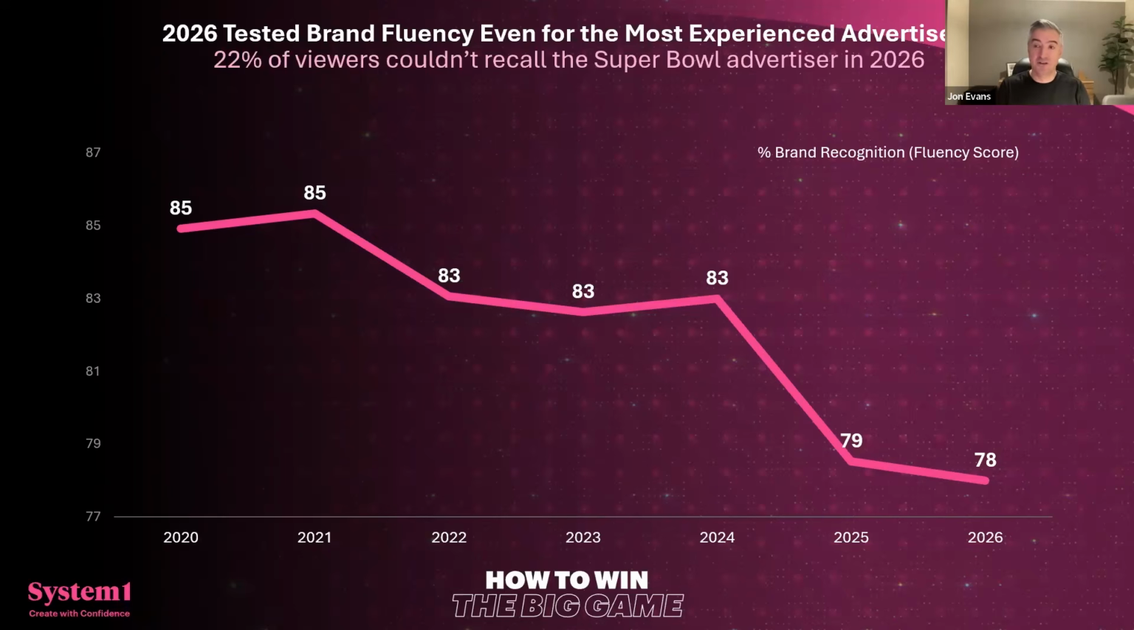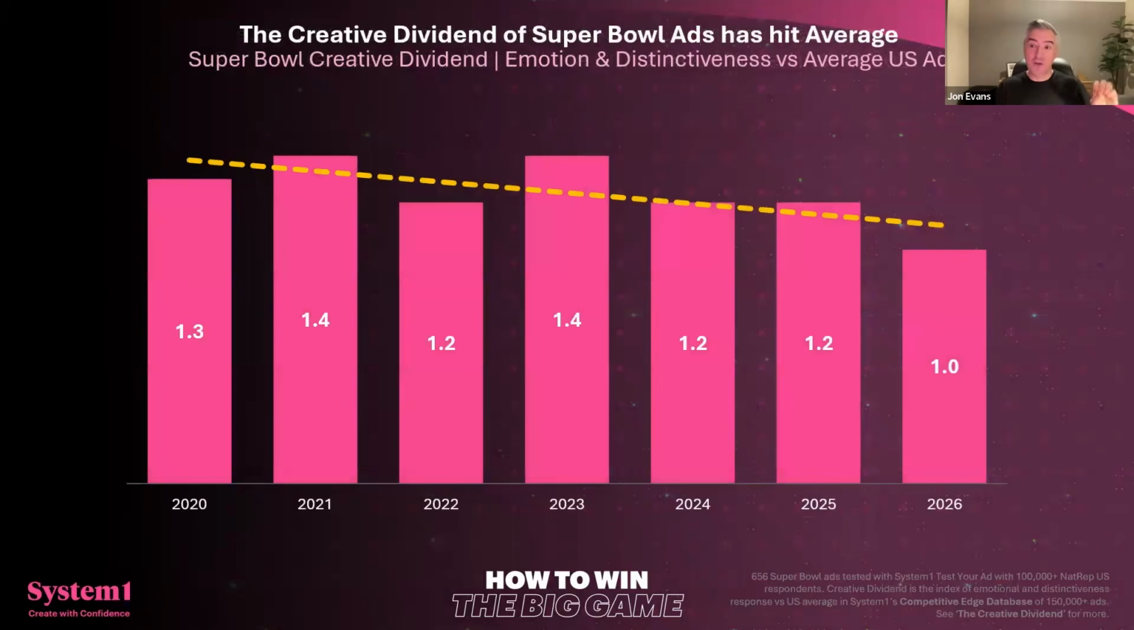In fact, on the next slide, we combine both the creative power itself and fluency together. And what you can see here, and this is from Andrew's recent book, The Creative Dividend, is the index is now down to 1. In other words, if you take the emotional power of the ad with its distinctiveness, in other words, fluency is how easy is it to remember, the combination of those two things together is the same as the average of all advertising in the US. So again, it shows that there's a huge opportunity in Super Bowl to make that money go further.